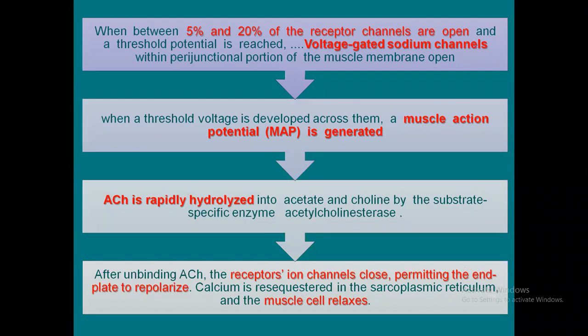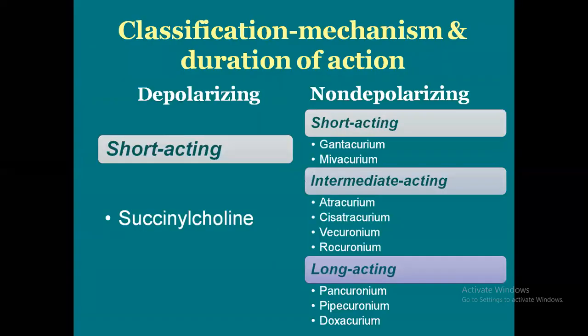Acetylcholine is rapidly hydrolyzed into acetate and choline by the substrate-specific enzyme that is known as acetylcholinesterase. After unbinding acetylcholine, the receptors' ion channels close, permitting the end plate to repolarize. Calcium is resequestered in the sarcoplasmic reticulum and the muscle cell relaxes. I'm sure you have understood.